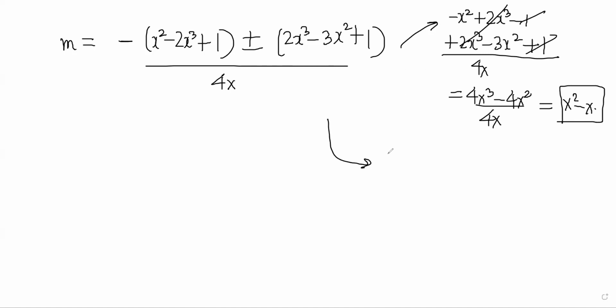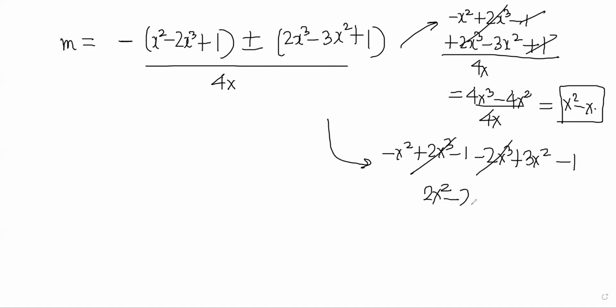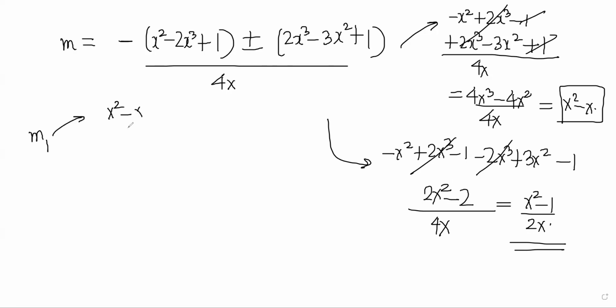When you take the negative sign, you get minus x squared plus 2x cubed minus 1 minus 2x cubed plus 3x squared minus 1. This gets cancelled. You have 2x squared minus 2 divided by 4x. So basically 2 common, you have x square minus 1 by 2x. So you're getting two roots of m. M1 is x square minus x and M2 is x square minus 1 by 2x. Right? So basically, if x is not equal to 0, these are the two roots of m.